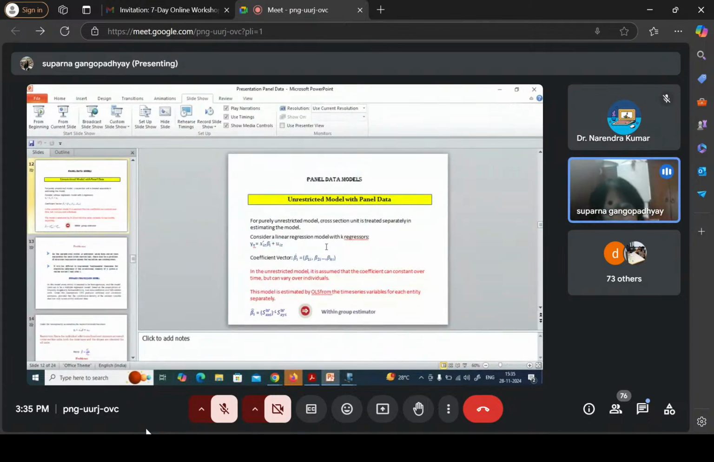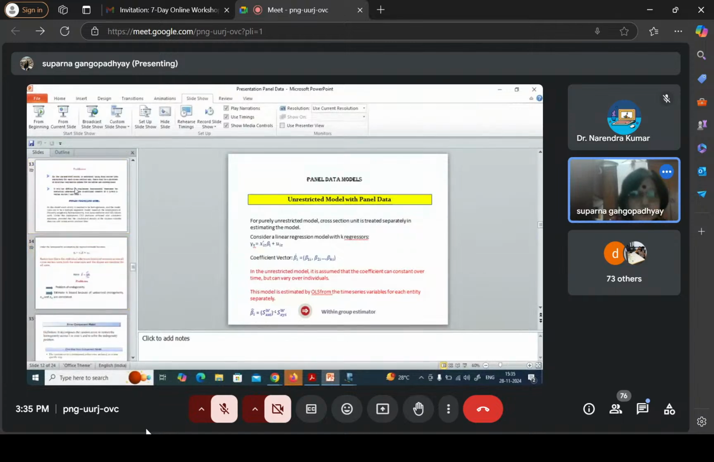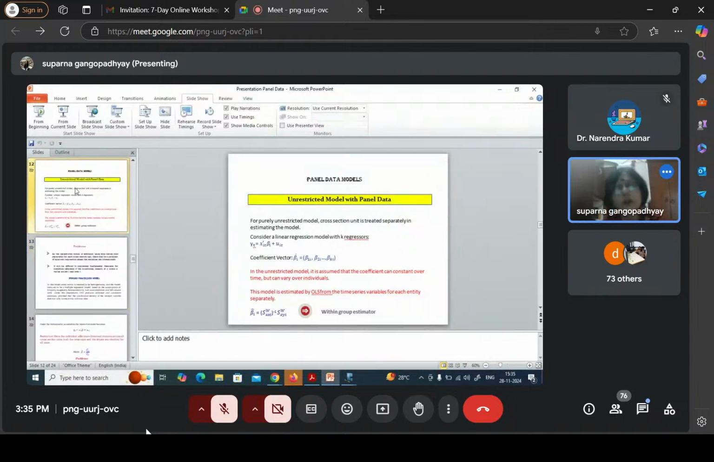So you see, what was my previous slide? Yeah, panel data models. If I divide them into two parts, unrestricted and restricted. What is unrestricted? You don't have any restriction on your cross section units. Cross section units are restriction free. That means if a cross section unit is treated separately for estimating a model, then it is a pure unrestricted model.